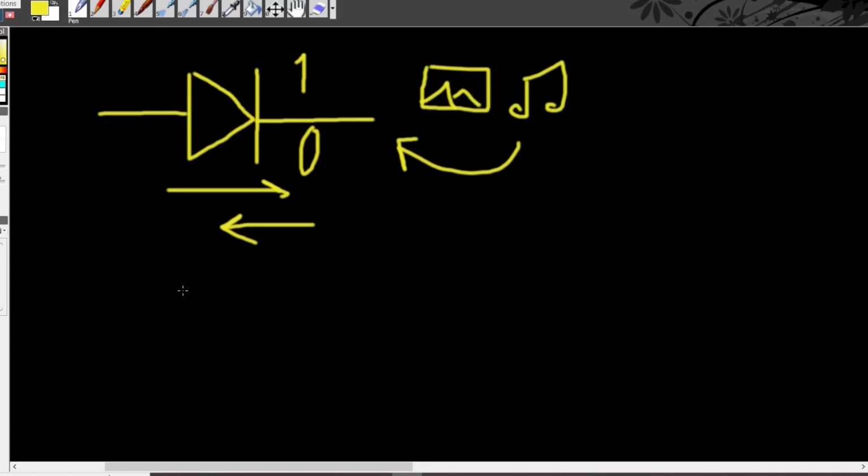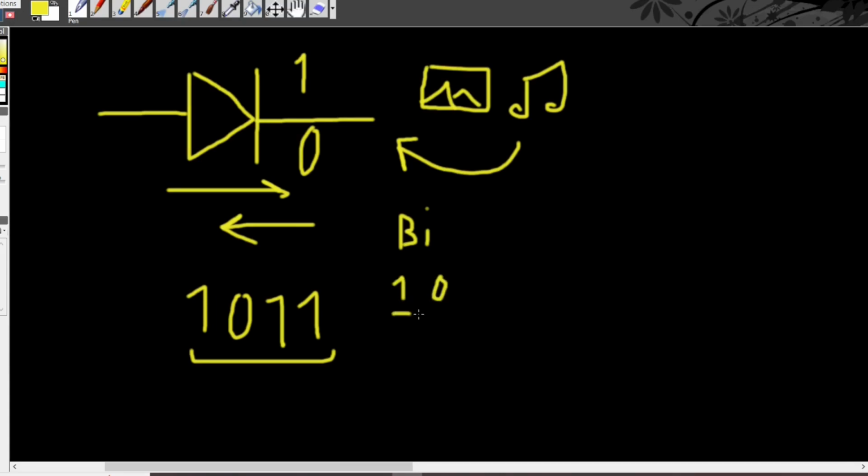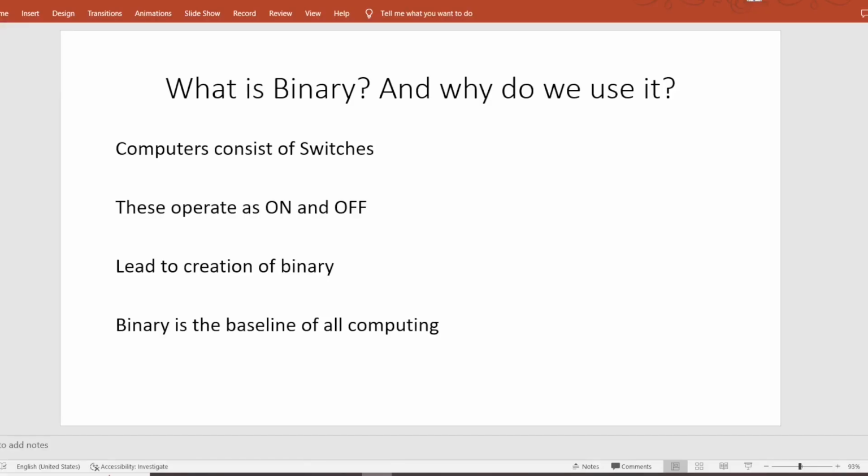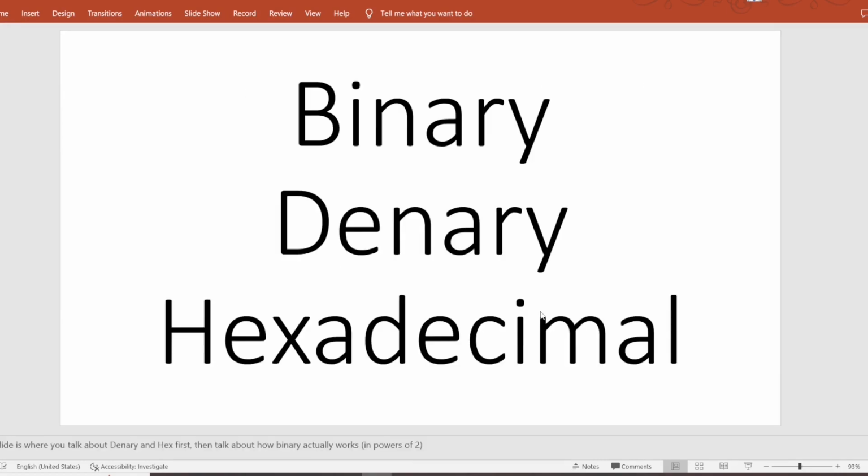So ones and zeros make up numbers like this, 1011. This is a binary number. Bi means two, right? We call it binary because there are two possible states. We can either have a 1 or a 0. So that is the binary number system. Binary, as you can see over here, is the baseline for all of computing.